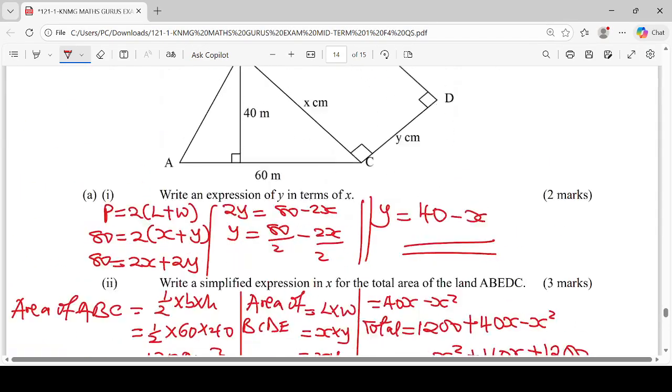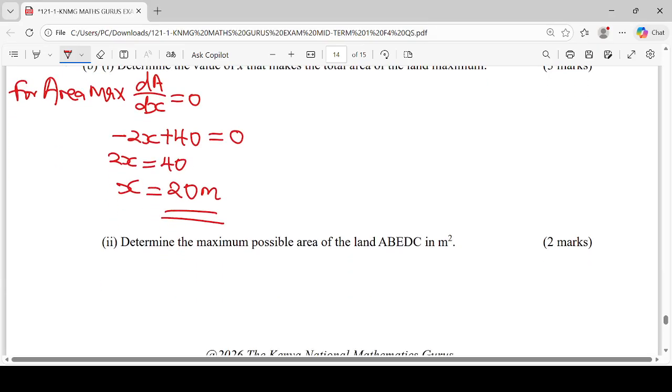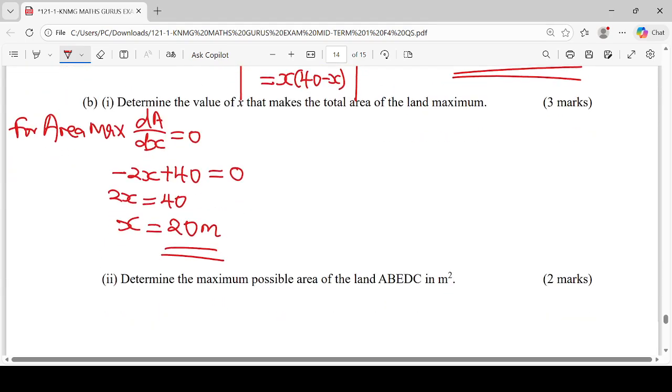What was the units? Meters. Yes, x is 20 meters. The value of x is 20 meters. But Roman 2, determine the maximum possible area. So now to get the maximum possible area, we are going to fit it back here.